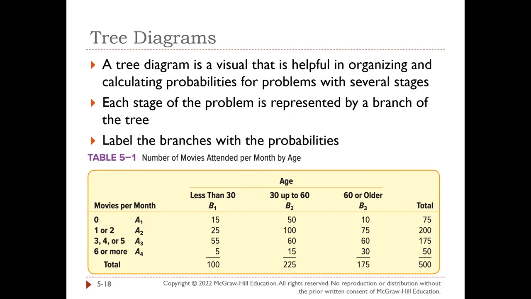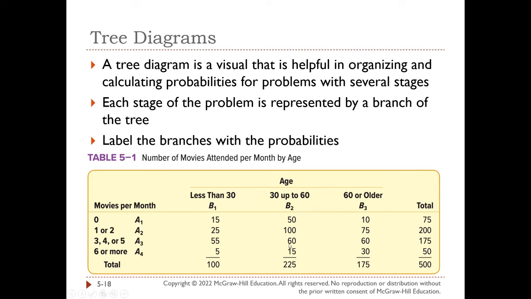So we may actually see this as well. This is known as a tree diagram, and this is using a contingency table. When we use the tree diagram, it is a visual that helps in organizing and calculating probabilities for problems with several stages.